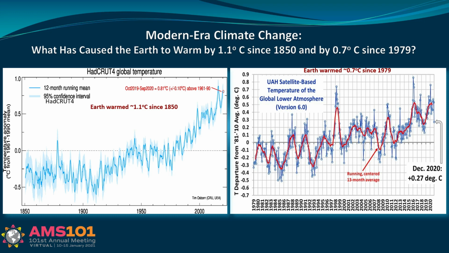Available surface and satellite global temperature records indicate that the Earth has warmed about 1.1 degrees Celsius or Kelvin since 1850, with most of that warming, 0.7 degrees Celsius, occurring over the past 42 years. This raises the question, what has caused our planet to warm? According to the prevailing greenhouse theory of climate change, the Earth has warmed primarily in response to rising atmospheric concentrations of radiatively active trace gases emitted by human industrial activity, with carbon dioxide or CO2 delivering the greatest infrared radiative forcing.